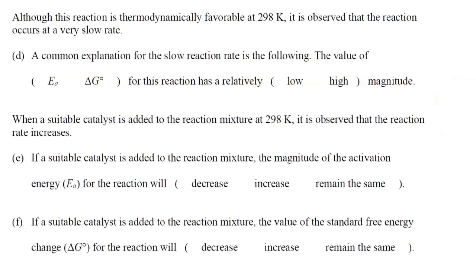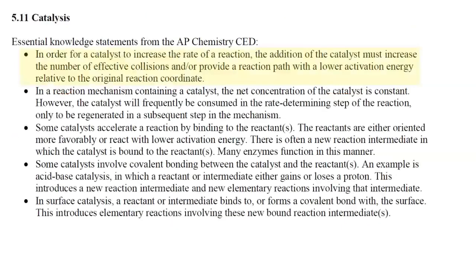So now in part D, we can see that a common explanation for the slow reaction rate is the following. The value of the activation energy, or E sub A, for this reaction has a relatively high magnitude. It goes on to say that when a suitable catalyst is added to the reaction mixture at 298 Kelvin, it is observed that the reaction rate increases. Now, this would actually fall under Unit 5, or kinetics. So take a look at this next slide. This is from topic 5.11. Again, Unit 5 was on kinetics, or reaction rates, and 5.11 is catalysis.